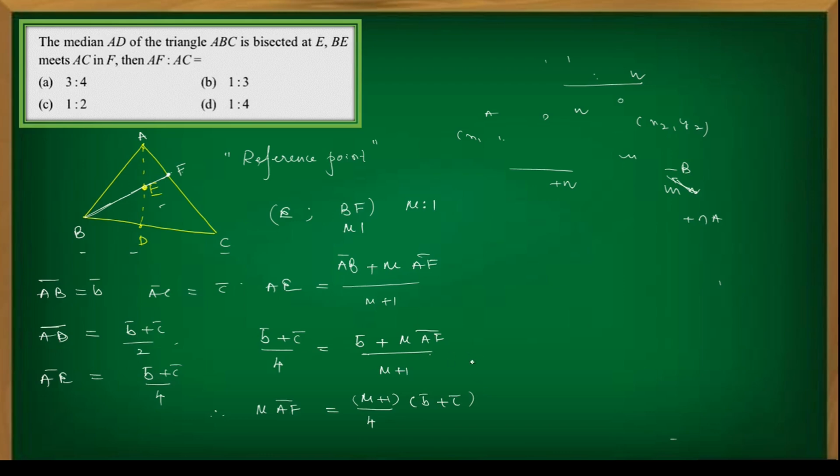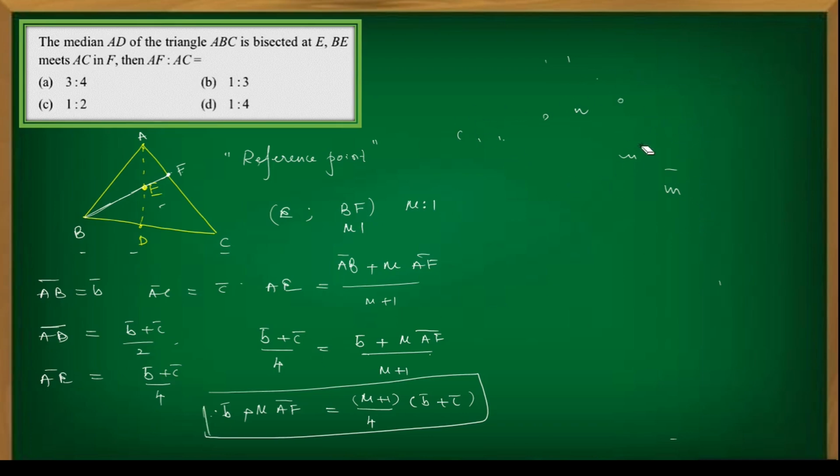This is mu AF plus B bar. Let it be as it is. This is one condition I got. Now after this, I'll use another ratio which is required in the problem. What is that? Suppose F divides AC in the ratio lambda is to 1.